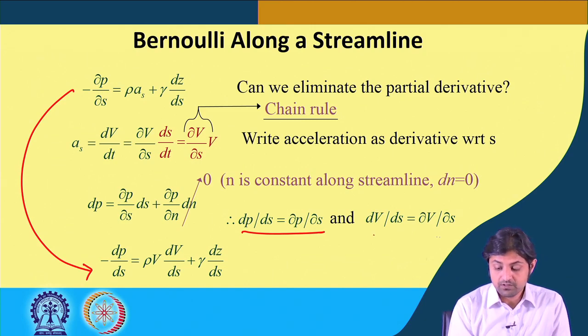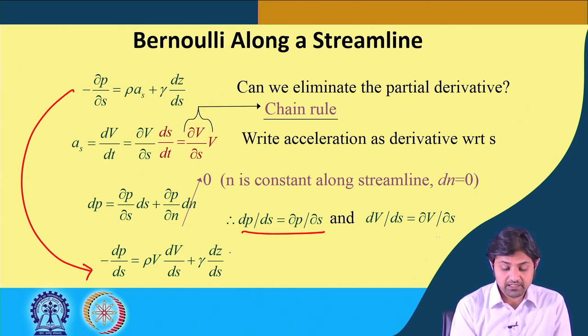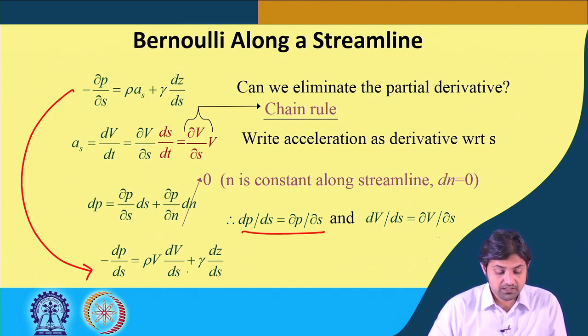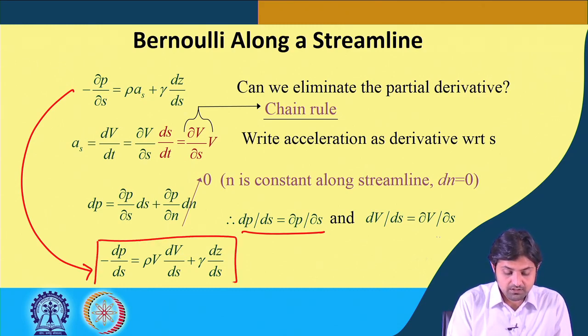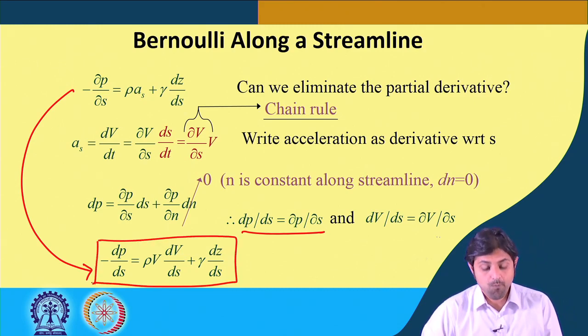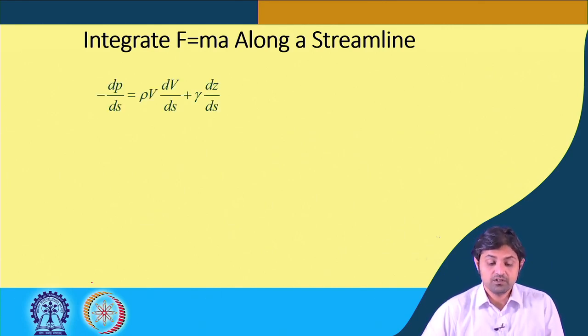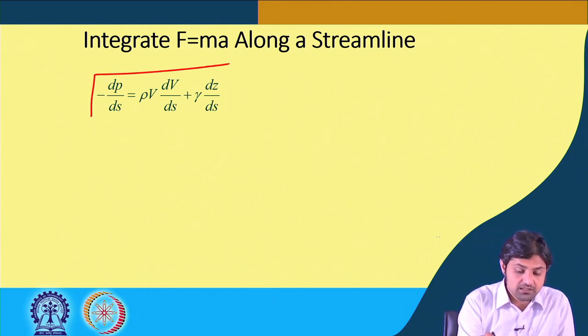So we can write rho V dV ds plus gamma dz ds, since a_s is V del V del S, and instead of del V del S we can write dV ds. So this is the equation. Now we have to use force is equal to mass into acceleration along a streamline and integrate it. This is the equation that we have.